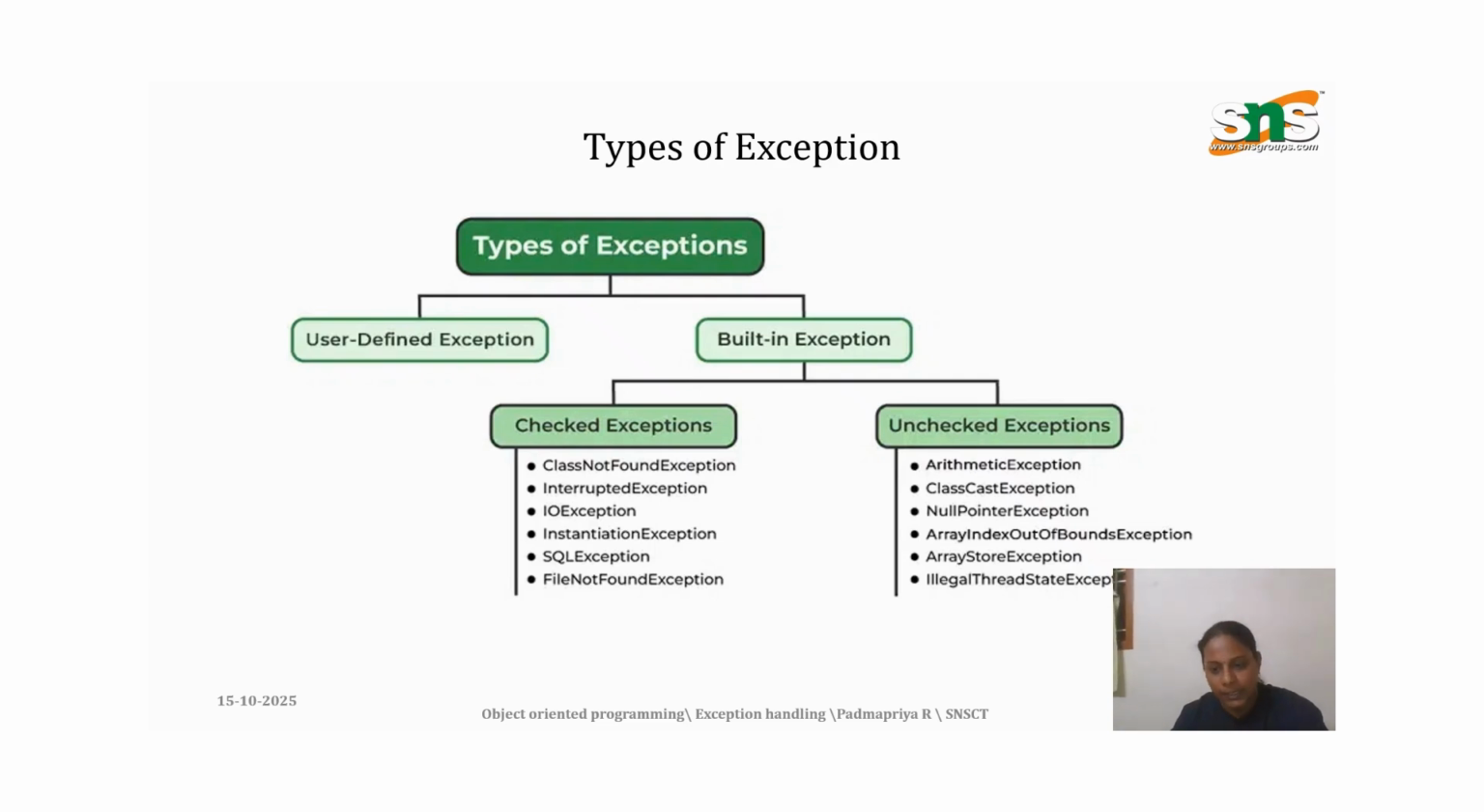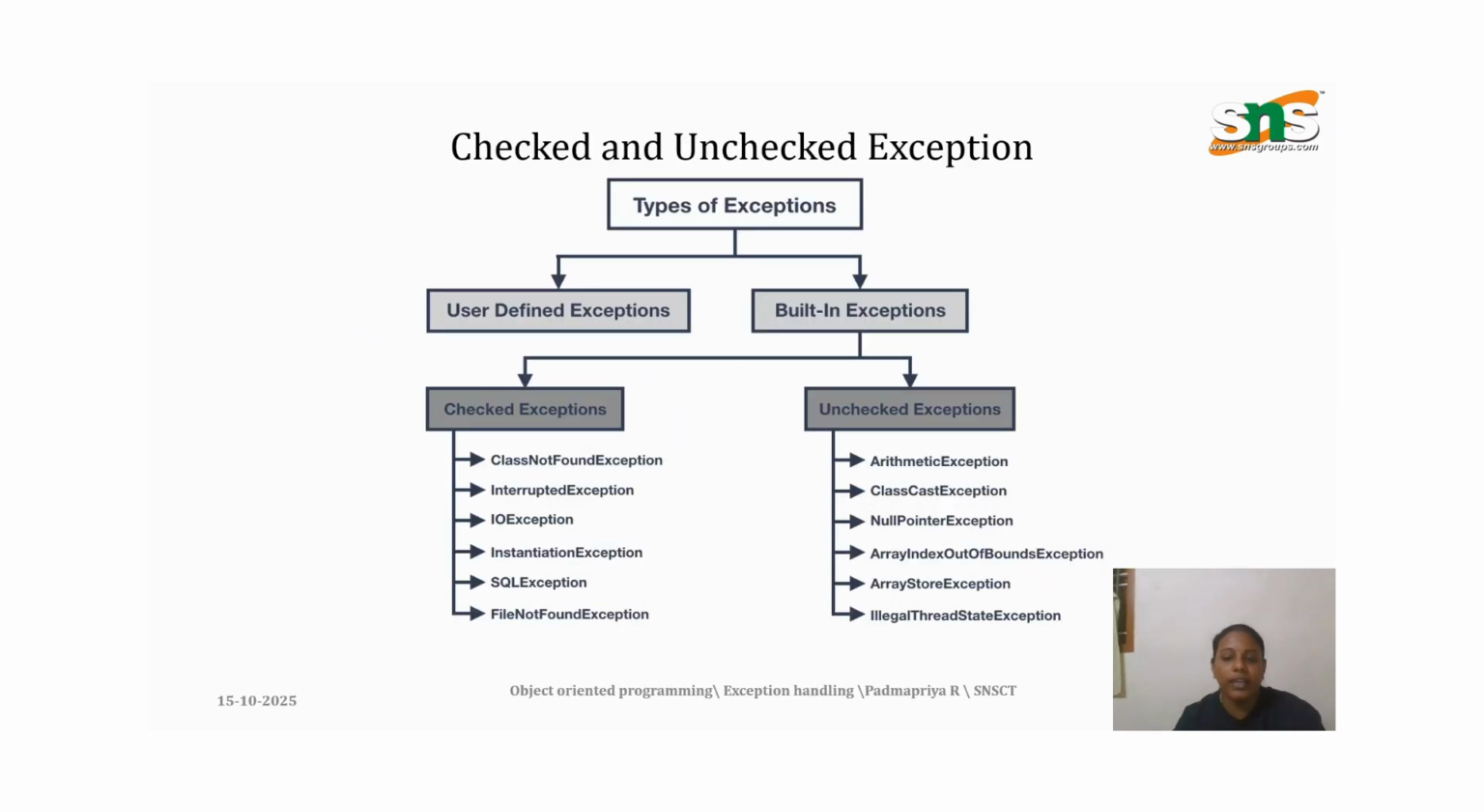And in unchecked exceptions, the types of exceptions are arithmetic exceptions, class cast exceptions, null pointer exceptions, array index out of bounds exceptions, array store exceptions, illegal thread state exceptions. So these are all the types of exceptions. Next, we are going to see the topic of checked and unchecked exceptions elaborately. Under this, we already saw that there are two types, user defined and built-in, and under built-in, checked exceptions and unchecked exceptions.